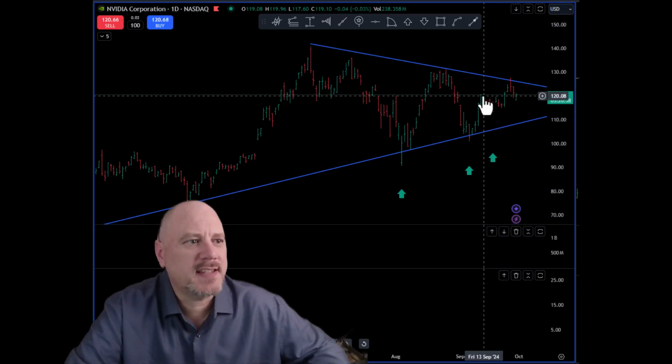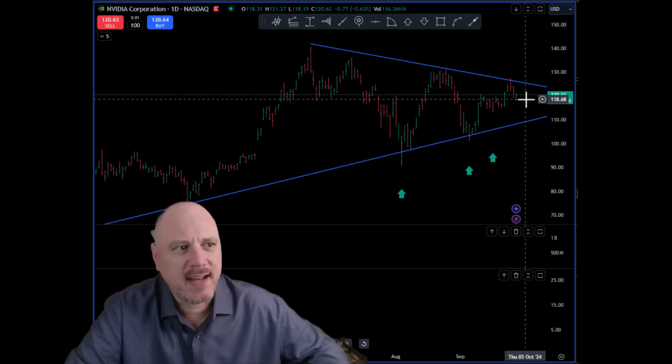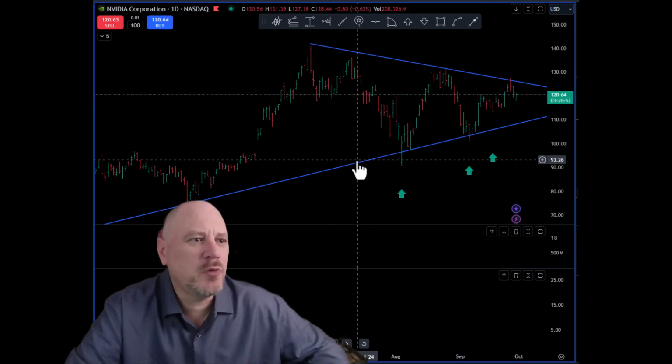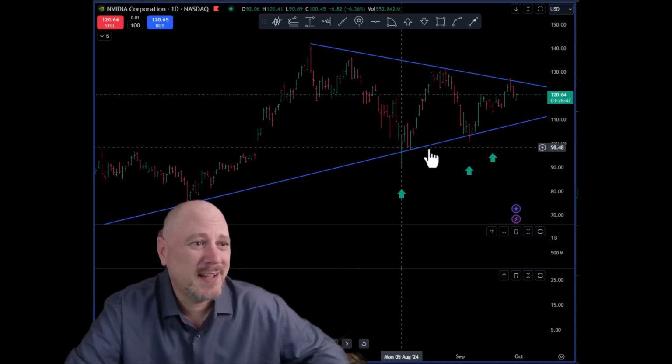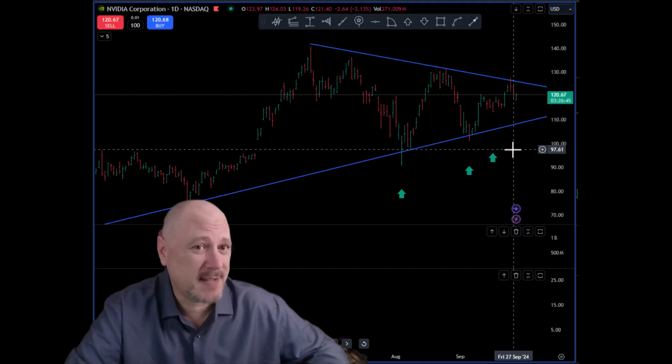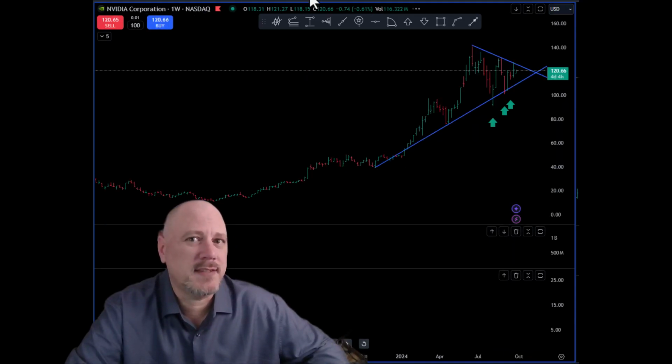Today, Nvidia has come down and it's touched the previous resistance and it has bounced off. If you were looking for a good entry point because you were overall bullish on Nvidia, today probably wouldn't be a bad time to do it. Let's take a look at a weekly chart and see if there's anything we can see there.